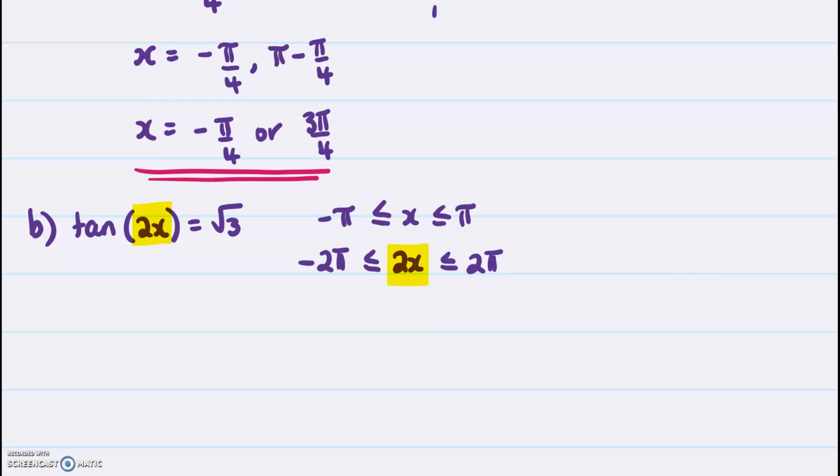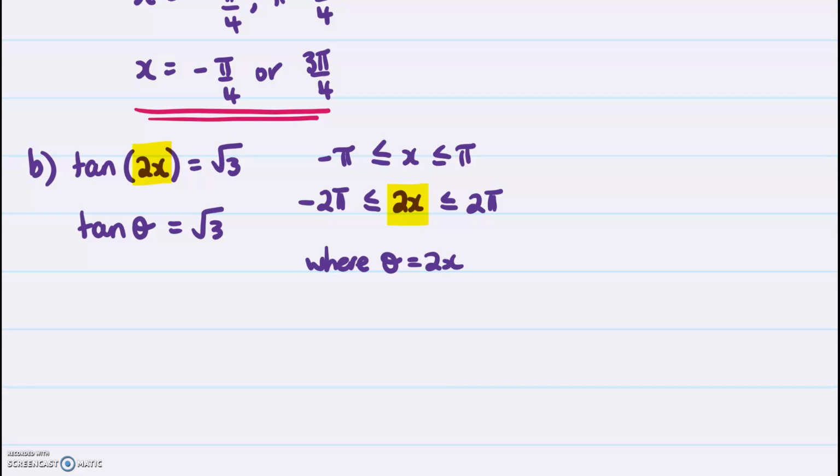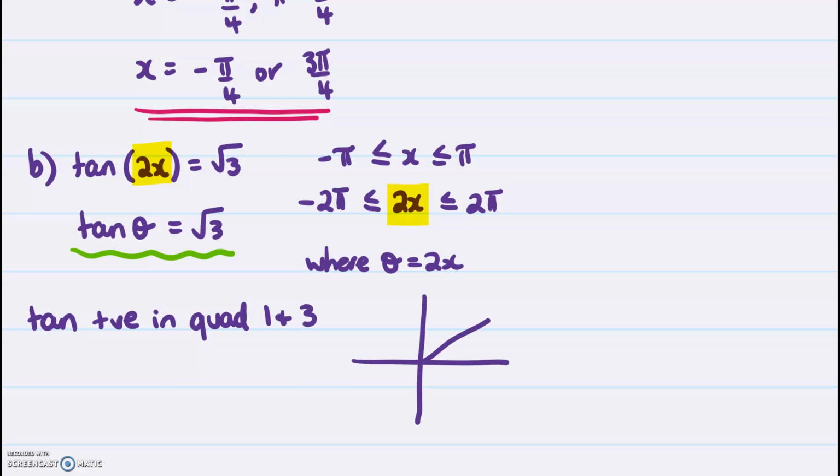So what you could do, if it makes it a little bit easier, instead of calling it 2x, if you want to call it tan theta equals √3, and we're just solving for theta. So my theta is just representing the 2x. So we're just going to solve for theta, and then we can replace it with the 2x. So just looking at this part here, like I did in the previous question, I've got a positive answer. So identify where it's positive. Tan is positive in quadrants, this time 1 and 3. So on my graph, quadrant 1, quadrant 3, this is my basic angle in here and here.